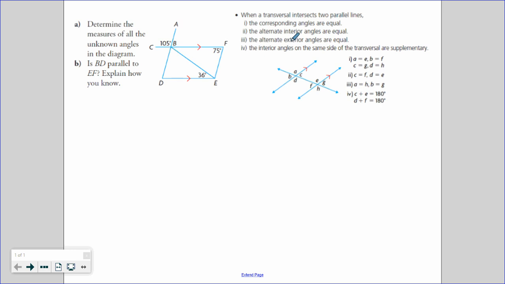Then the alternate exterior angles are equal. So A and H, for example. They are alternating, on opposite sides of the transversal, the transversal being the line that cuts through the parallel lines. So we can see that A and H are equal. You know which ones are the parallel lines because they're the ones with the arrows. If I see one line with an arrow and another line with an arrow, that's telling me that these two lines are parallel.